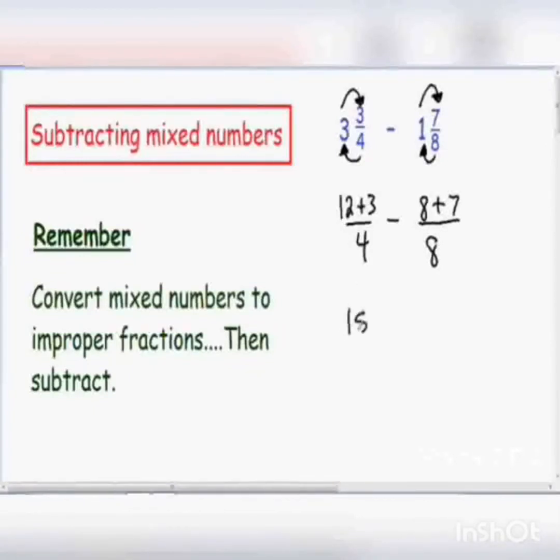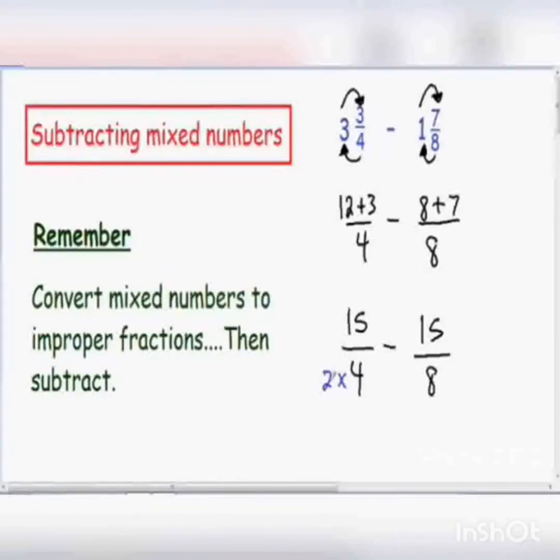Now in this situation, in the first one we are going to have a 15 over 4, but in the second one, we are going to have a 15 over 8. Well, the numerators are the same, but the denominators, which determine the LCM to use, are different. So 4 is a factor of 8, so we try to make 4 look like 8 by multiplying it by 2.